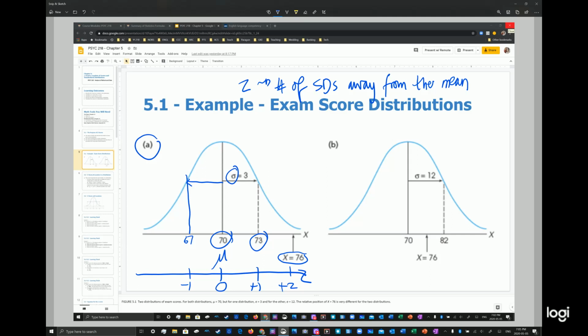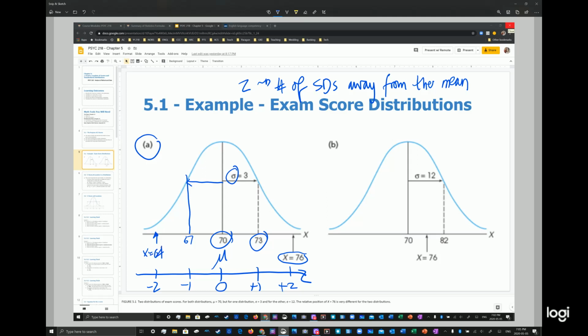And one more test. Well, what if you're looking for a z-score of -2? That is 2 standard deviations below the mean. In that case, then, 1 standard deviation is going to be 3 x points. Okay? And so 70 minus 2 times 3, or 70 minus 6, well, that's going to be 64.